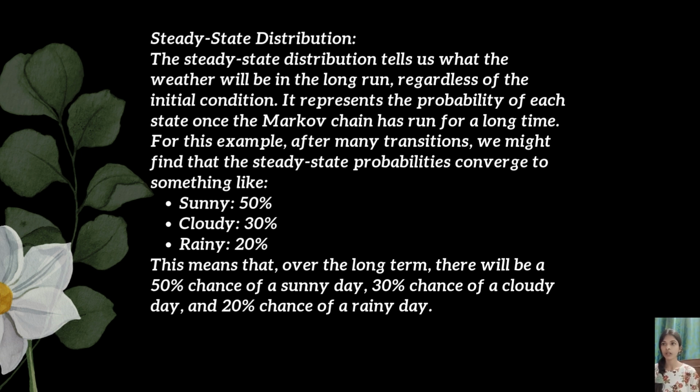Steady state distribution. The steady state distribution tells us what the weather will be in the long run, regardless of the initial condition. It represents the probability of each state once the Markov chain has run for a long time. For this example, after many transitions, we might find the steady state probabilities converge to something like sunny 50%, cloudy 30%, rainy 20%. This means that over the long term, there will be a 50% chance of a sunny day, 30% chance of a cloudy day, and 20% chance of a rainy day.